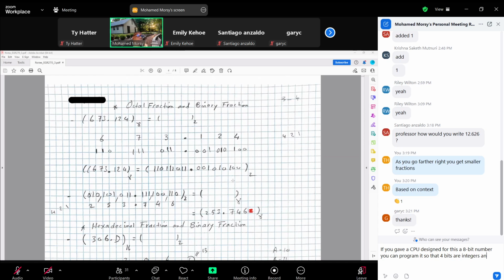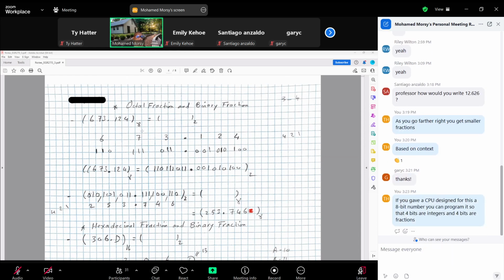Octal fraction to binary fraction. This octal fraction, as we see here, has base 8. As I mentioned, we'll talk about this when we go to the computer part, okay? So just please be patient.